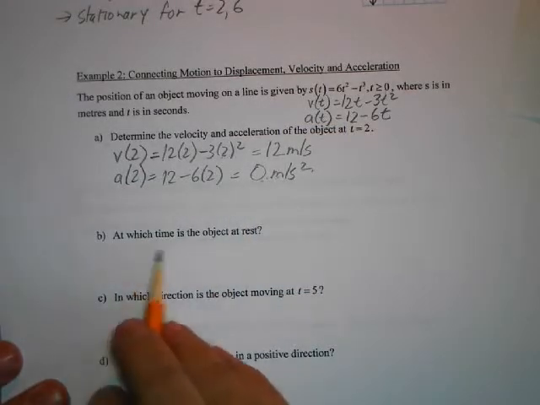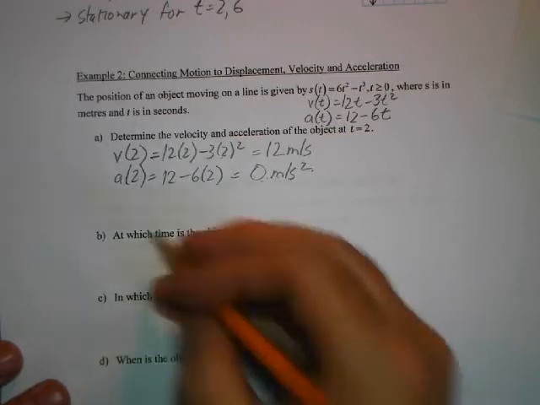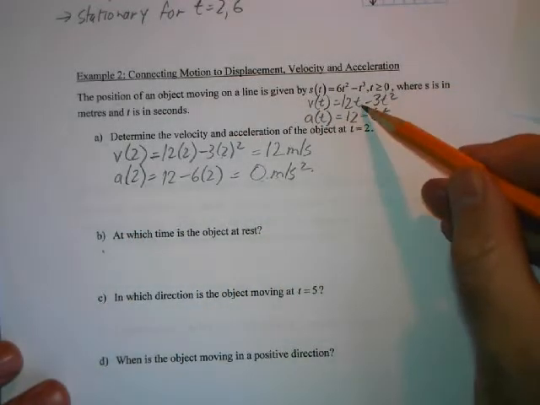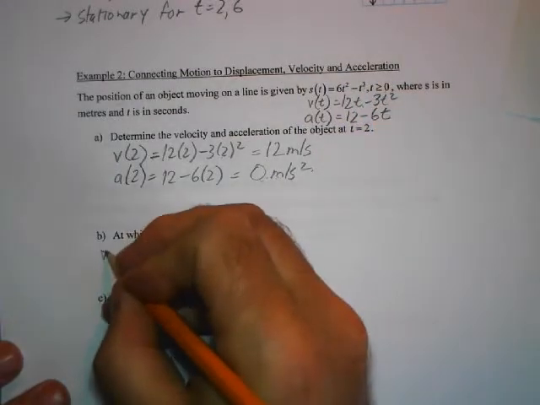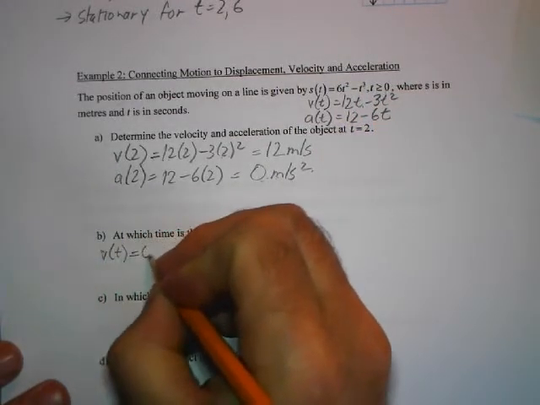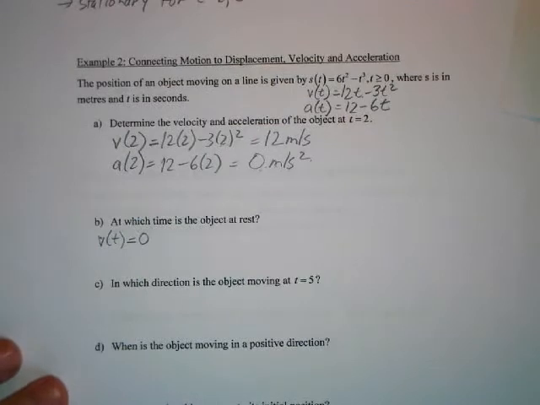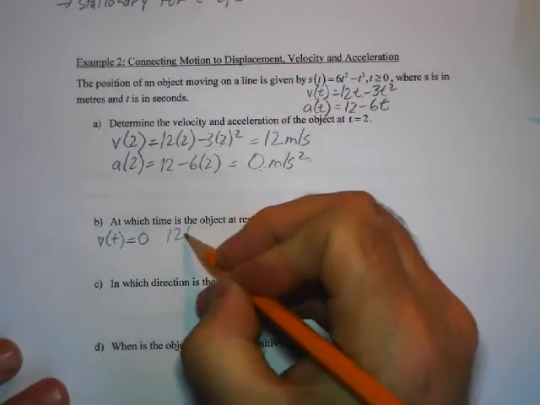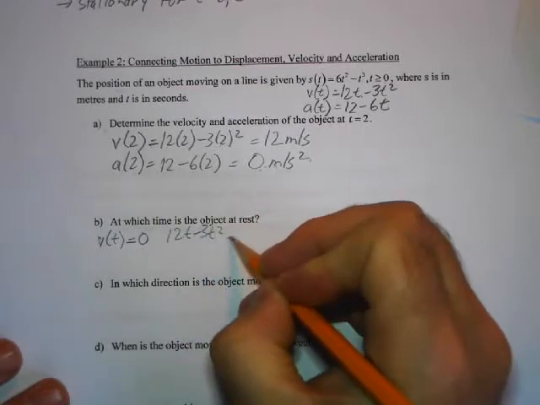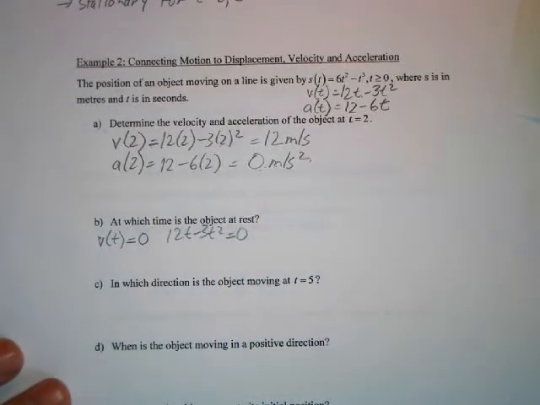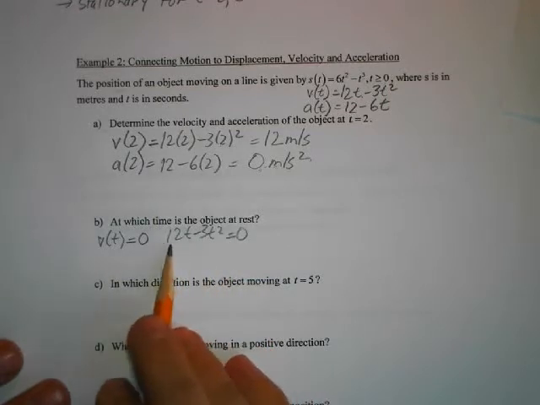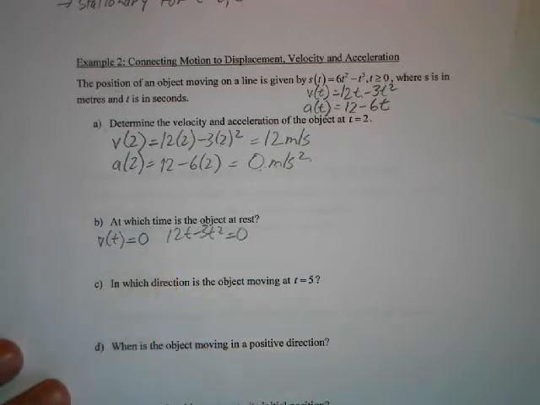All right, at which time is the object at rest? Being at rest means the velocity is 0. So we're looking to solve v of t equal to 0. We take our v of t equation, 12t minus 3t squared, and set it equal to 0. Well, this is a quadratic, and we've got one side already equal to 0, so let's factor this out.